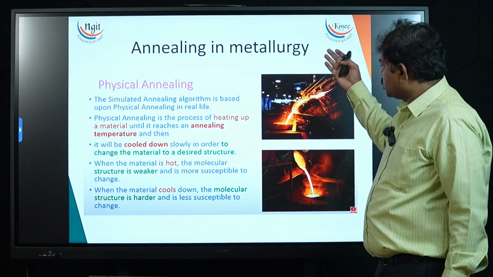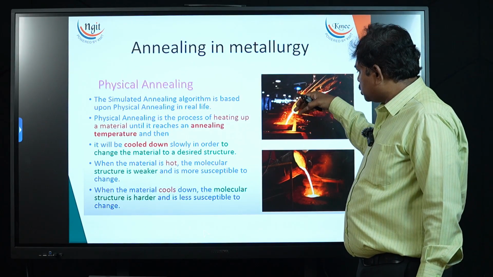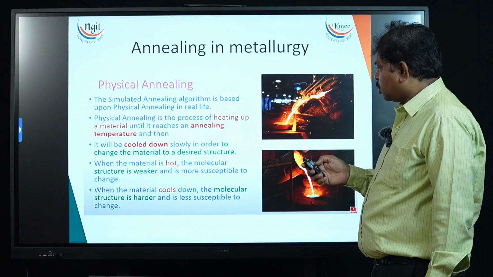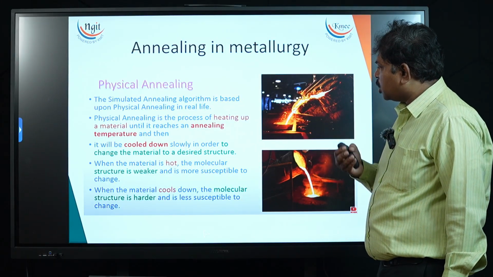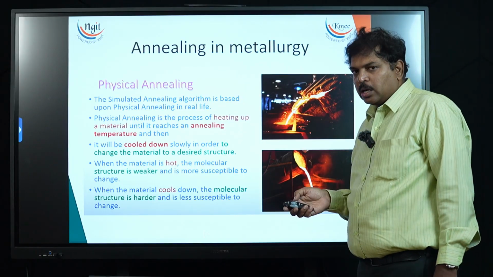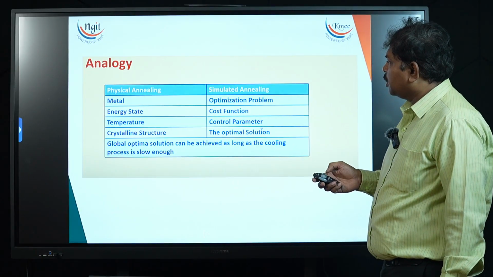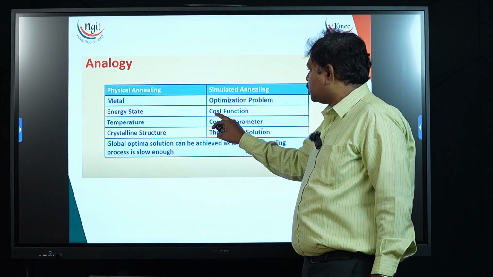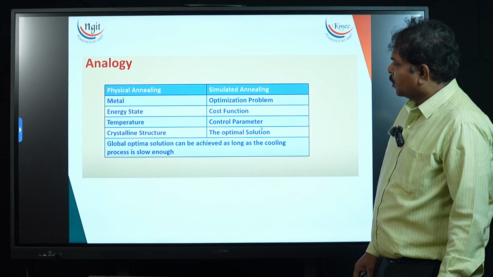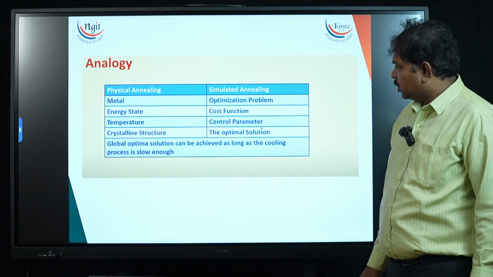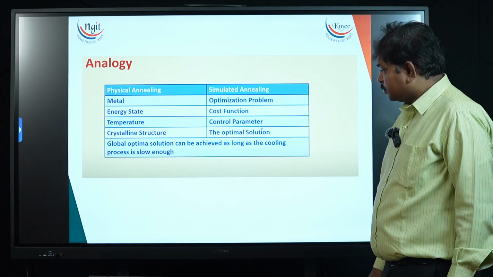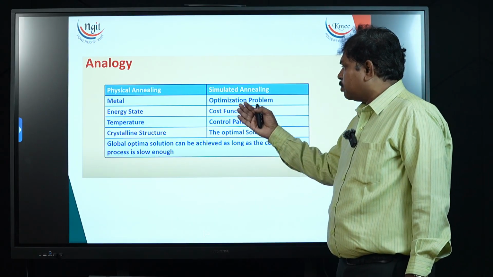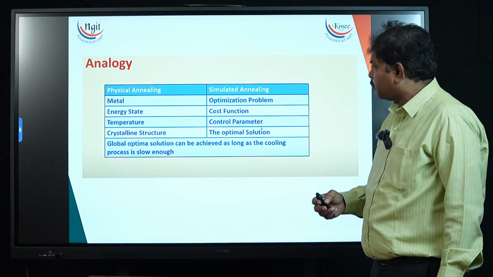When we give high temperature the metal melts down, and when we give low temperature it cools down. So energy changes from a higher state to a lower state. How much temperature we are giving to the metal is captured by the energy state. In our environment, the same thing is called a cost function. In the physical process it is the energy state. There we give temperature to heat up or cool down: to heat up we give more temperature, to cool down we reduce the temperature.